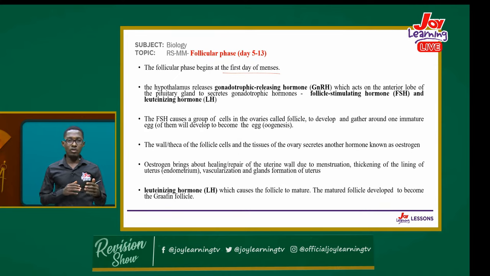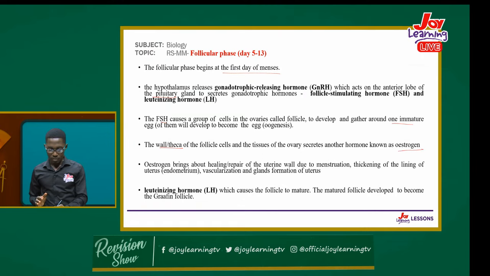Then I mentioned gonadotropin-releasing hormone from the hypothalamus, causing the pituitary to release its hormones called follicle-stimulating and luteinizing hormone. The FSH will cause the ovary follicle to start to develop and gather around one immature egg, and that becomes the follicle stage. At this stage, a wall is formed around the follicle, and this wall will release a hormone called estrogen.